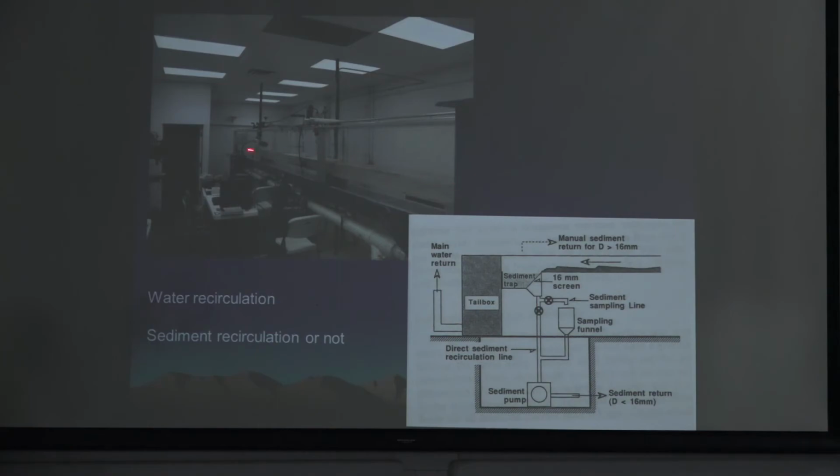The flume, in general, is a system like that, with transparent walls in general to be able to visualize. And you can have different systems. Most systems have a recirculation of water with a pump. And in some systems you can even recirculate the sediment with a different pump or with some belt conveyor. So you can be in a closed circuit.